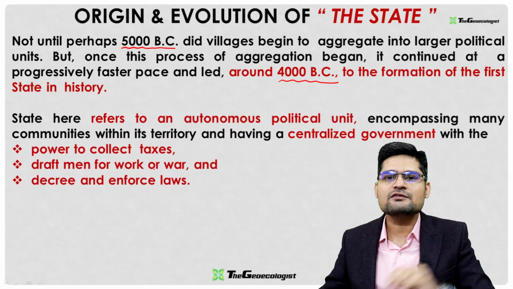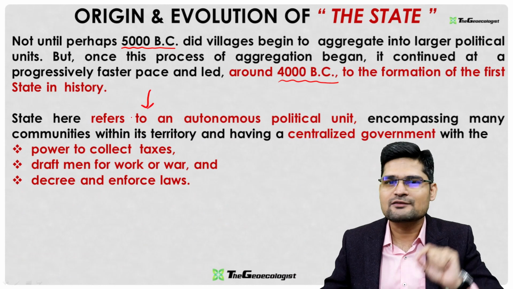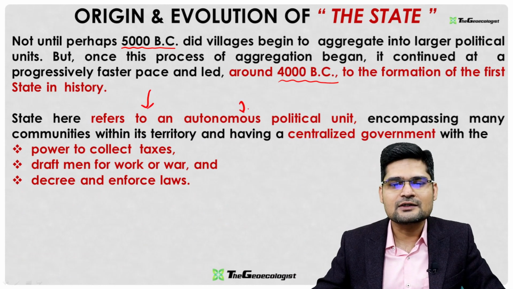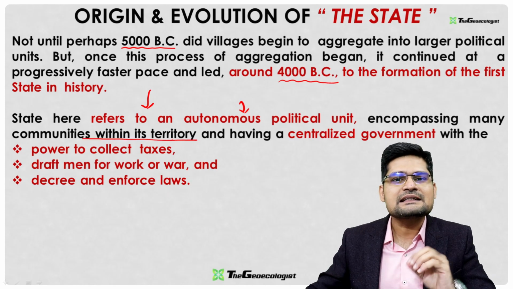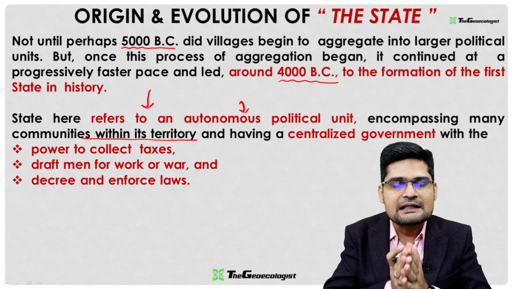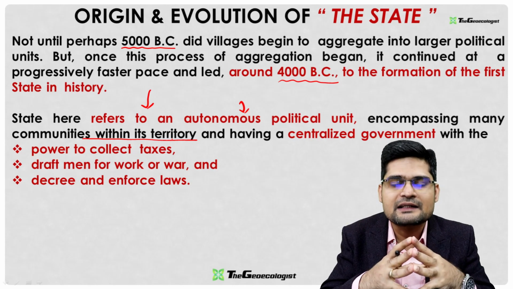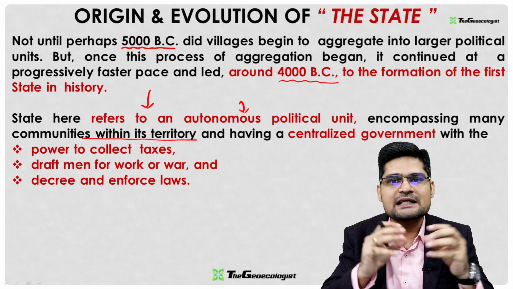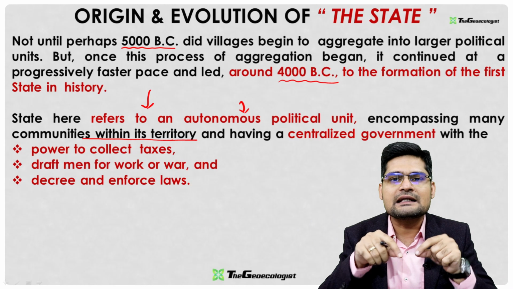So if you observe what happened, there was this reference to state, in what ways, in what terms? This is basically in terms of autonomy of the political unit. In what ways? Encompassing the communities within a given territory with a centralized form of government. This is what we understand as the form of the state. So the state started with the idea and then manifested as an autonomous territorial unit.